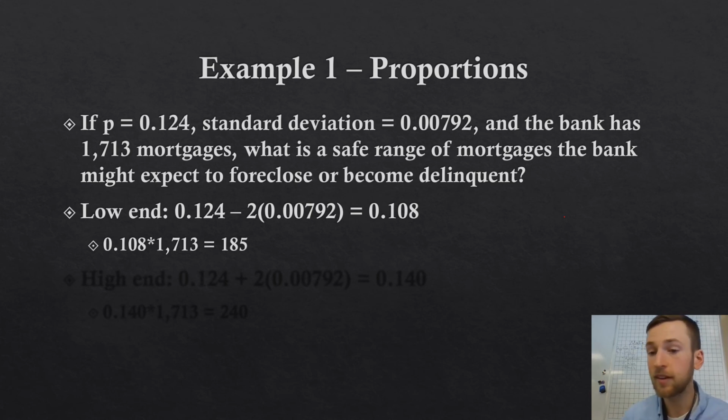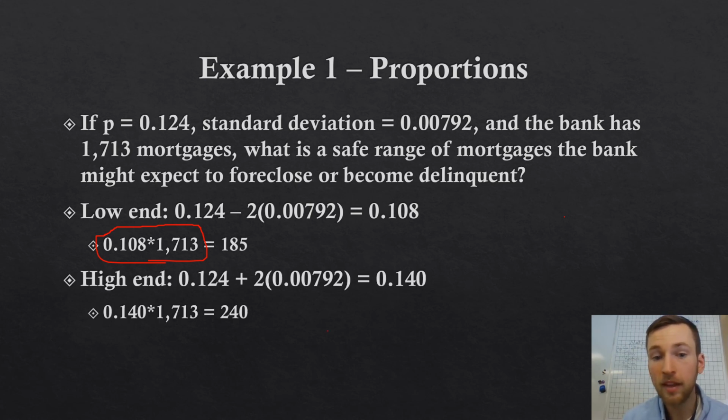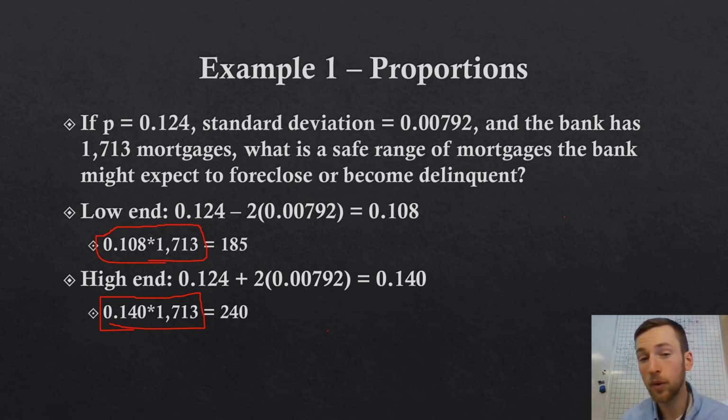So on the low end, we'd expect 10.8% of our mortgages to be delinquent, and 10.8% of the total number of mortgages we have is 185. That would be the low end estimate. On the high end, we would take that 12.4% plus 2 standard deviations, which is about 14%. If we take 14% of our total number of mortgages, that would be 240. So altogether, putting the range of values together, we would estimate about 185 up to 240 mortgages that will go delinquent.